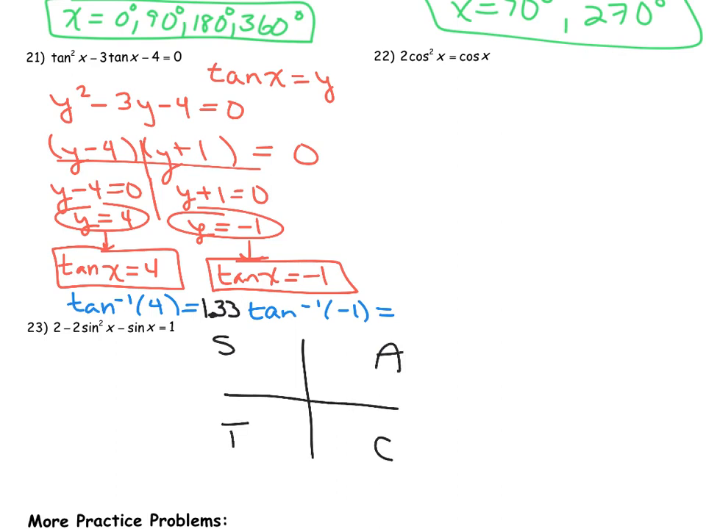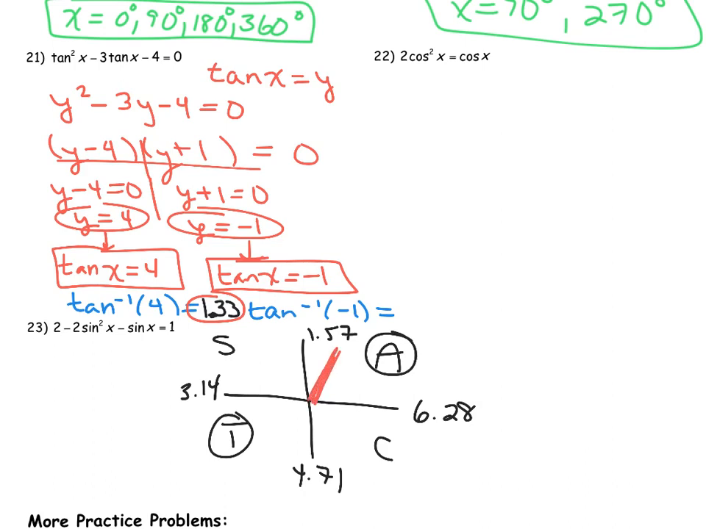Now, you guys have to remember, if I were to draw my axes, all students take calc, and I want to know where tangent's positive, so that's here and here. If I have 1.33, you need to remember that this value here represents 3.14, this represents 6.28, this represents 4.71, and this represents 1.57. So 1.33 means we have a reference angle of 1.33, that means we're in this quadrant here. So I have 1.33. So that's taken care of here for A. We're in the first quadrant.